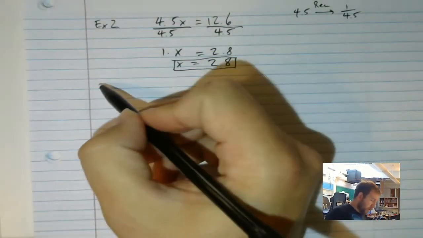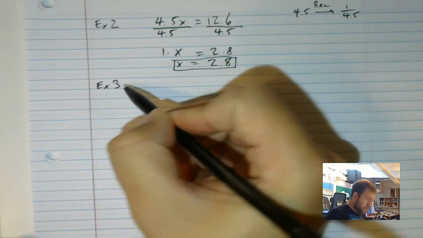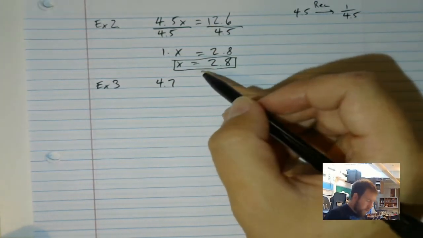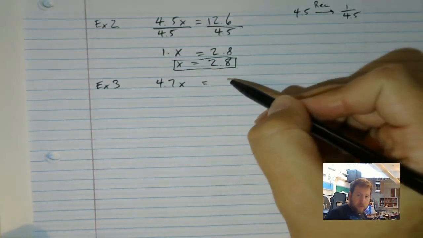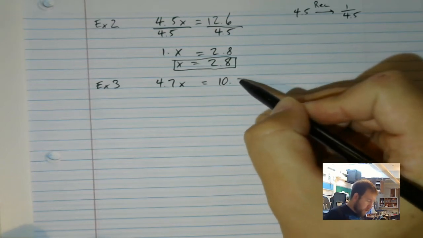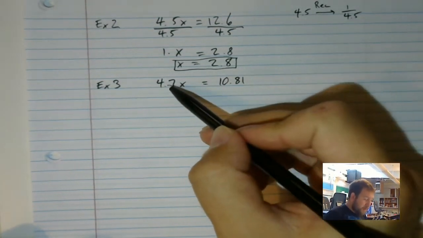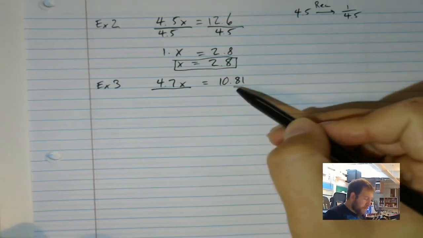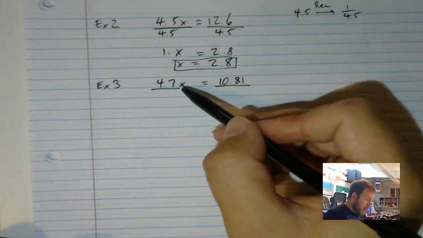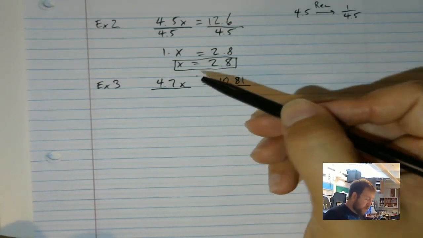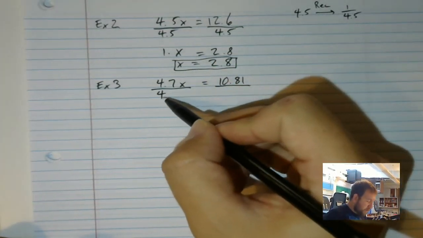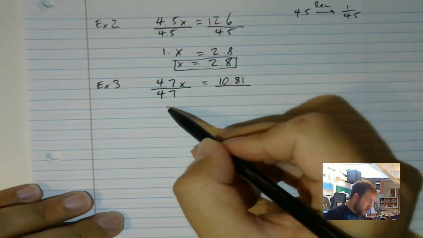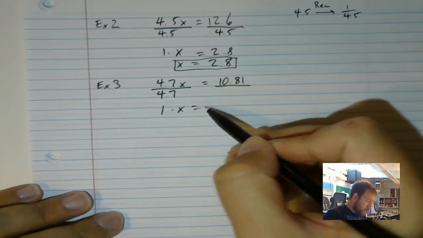Example 3. Let's see, I'm going to have 4.7, a lot of 4's in these 2 examples, x equals 10.81. Now, remember that we do have an implied multiplication here. So again, I know I'm going to be dividing by something, and I'm going to be getting the reciprocal of 4.7, which just means I'm going to divide this side by 4.7. Nice. 4.7 divided by 4.7 is 1 times x equals 10.81.